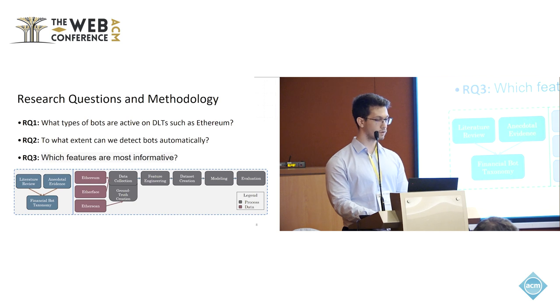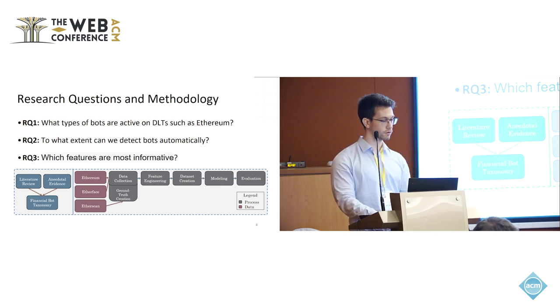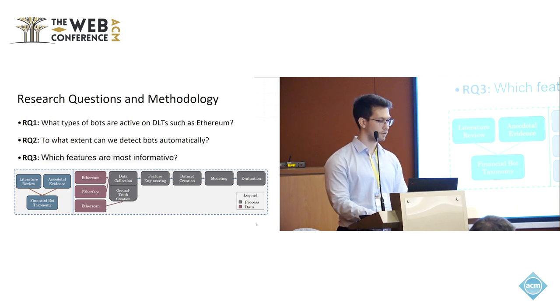You see the figure on the bottom of the slide. The left side corresponds to research question one: what types of bots are active on distributed ledger technologies such as Ethereum? What we did was we took literature, systematizations of knowledge that are already there, and combined them with anecdotal evidence into a financial bot taxonomy. More on that on the next slide. But before that, there's also research question two.